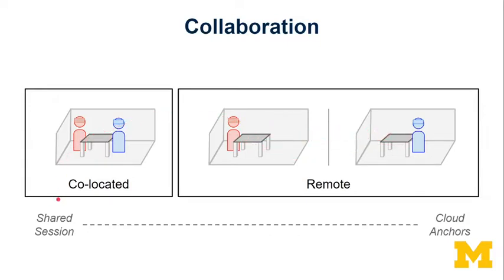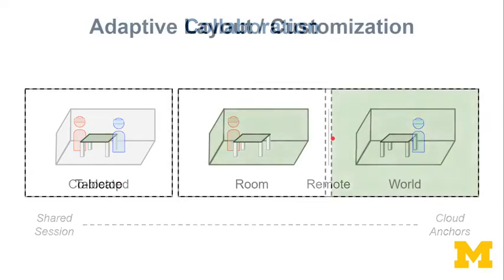So on the conceptual level, this would be a shared session, and this would require some kind of cloud anchors. In each of these, you would obviously define some kind of shared origin between the coordinate systems and then exchange that information. And cloud anchors is one way to do it, at least on the ARCore platform.